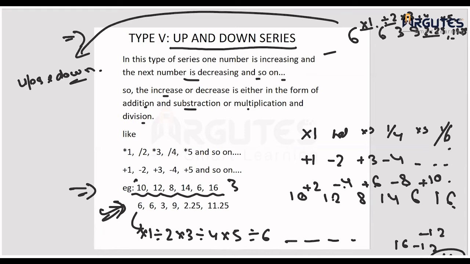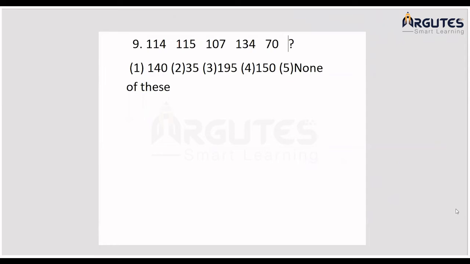Now look at the question, how the questions come in the examination on ups and down series. Here we see that 114 to 115 is increasing, then 115 to 107 decreasing, then 107 to 134 increasing, then decreasing. So either something will be getting multiplied or divided, or something will be getting added or subtracted.